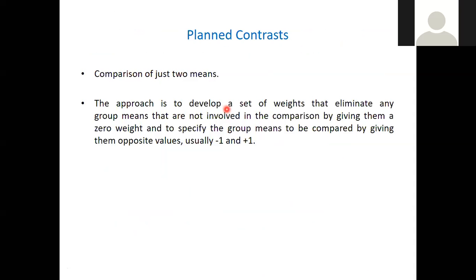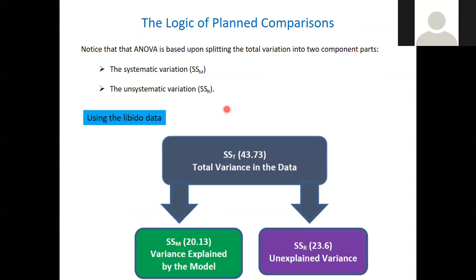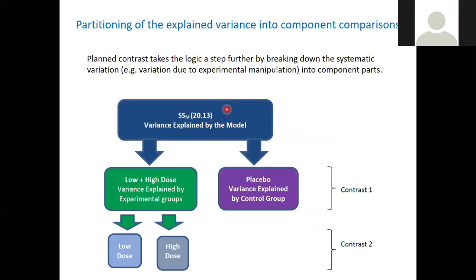Wait. If you remember, I said this slide is not about contrast, though I wanted to explain the logic. I said notice that ANOVA is based upon splitting total variation into two components, systematic and non-systematic. Then I said that planned contrasts take the logic a step further by breaking down the systematic variation due to experimental manipulation into component parts.